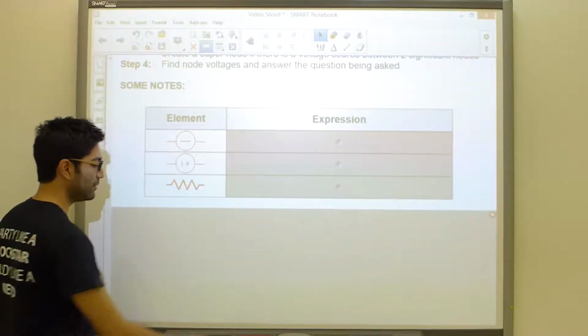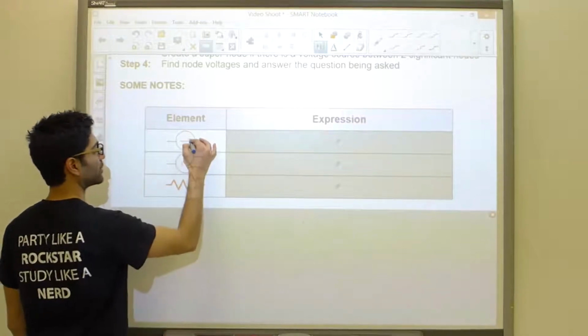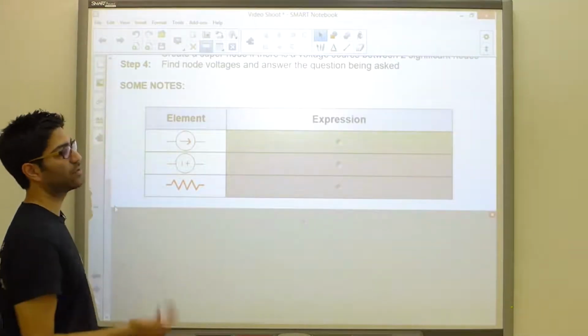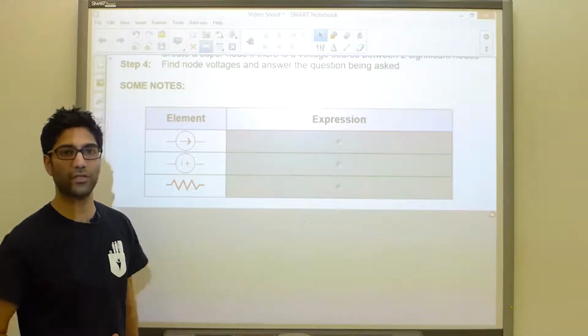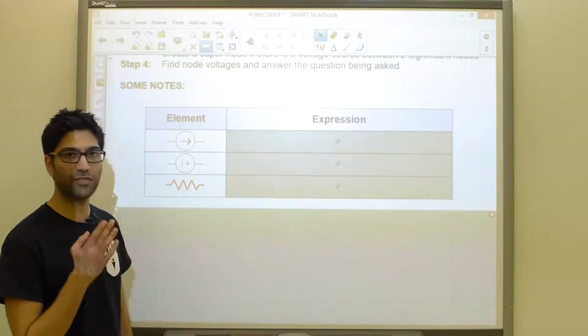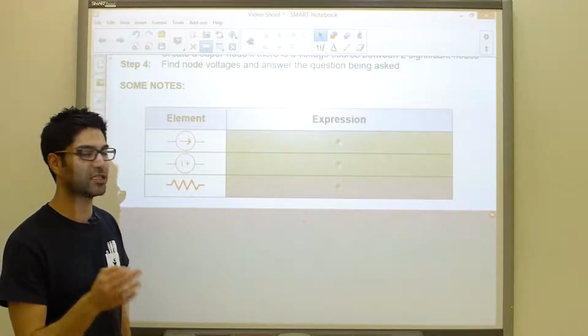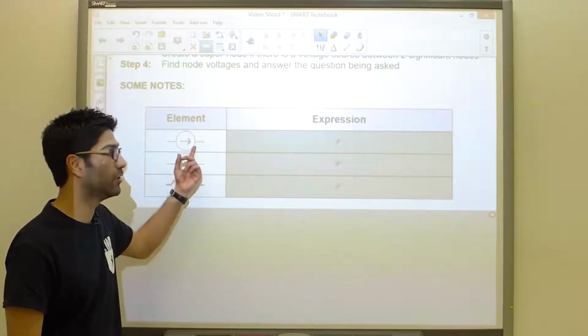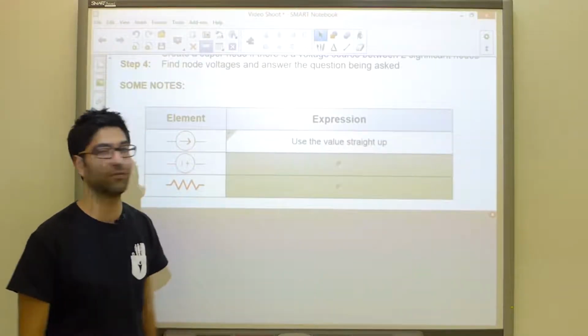If you are given a current source and you want to write out its expression in your nodal equation, understand nodal stands for KCL, Kirchhoff's current law. You're adding up currents. Now, if you're adding up currents and they're giving you the current, there's not much to do. You use the value straight up.